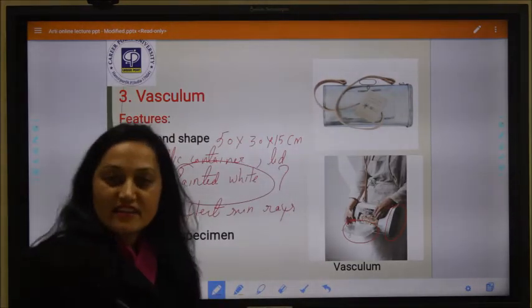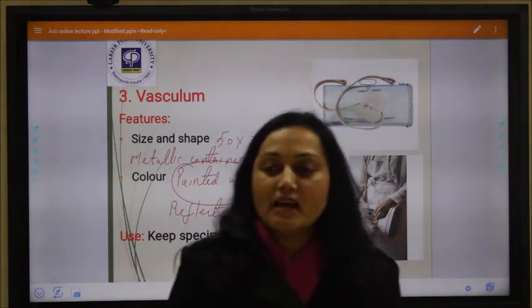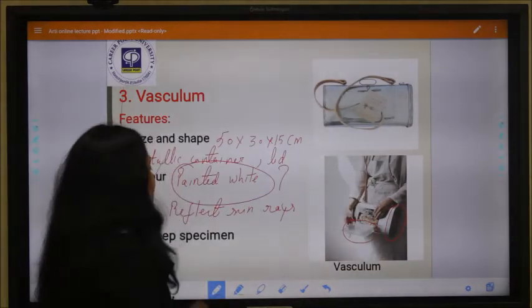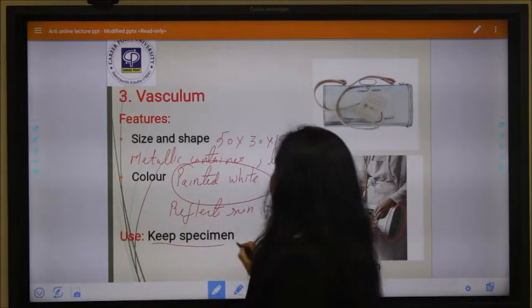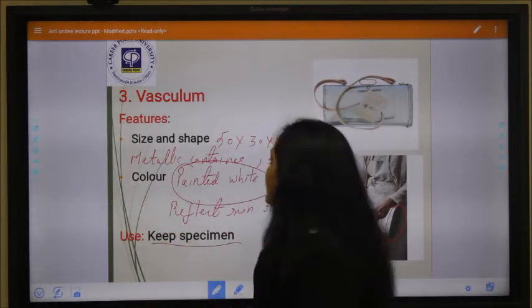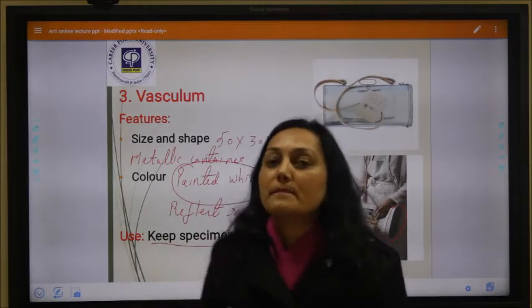To reflect sun rays and protect the specimen from the heat. So this is the main use of vasculum. It is used to keep the specimen after collection till the time of pressing.